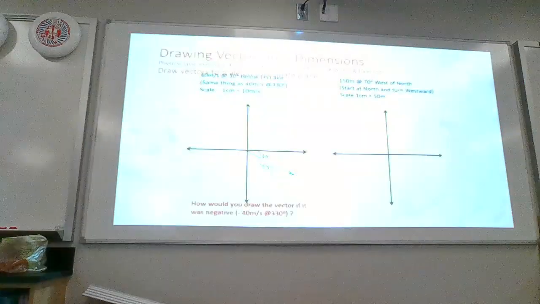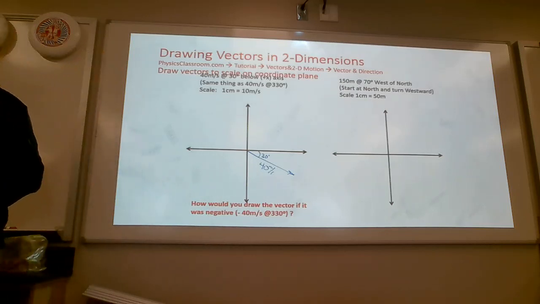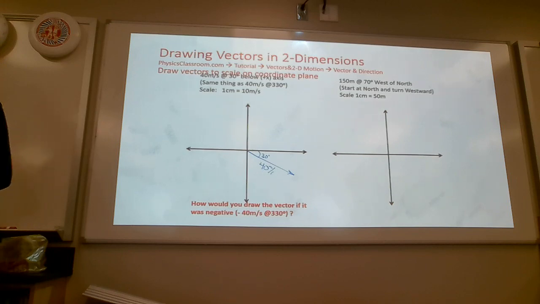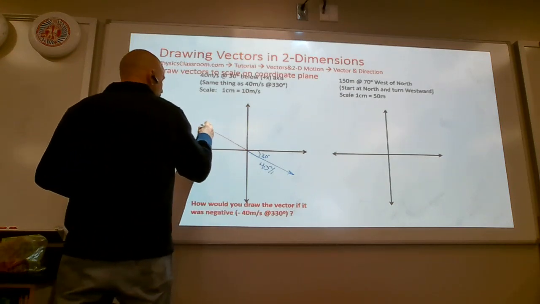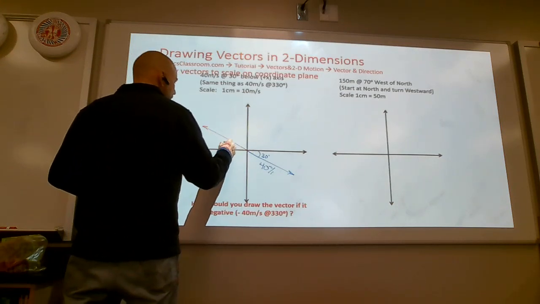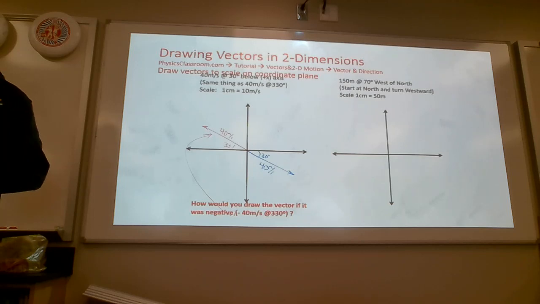Okay. And then what would happen if I said it's a negative 40 meters a second at 330 degrees? What happens when you make a vector negative? It flips, goes in the opposite direction, 180 degrees in the opposite direction. Okay, so that's 30 degrees at 40 meters per second. So that would be that dude. Good with that? Okay.